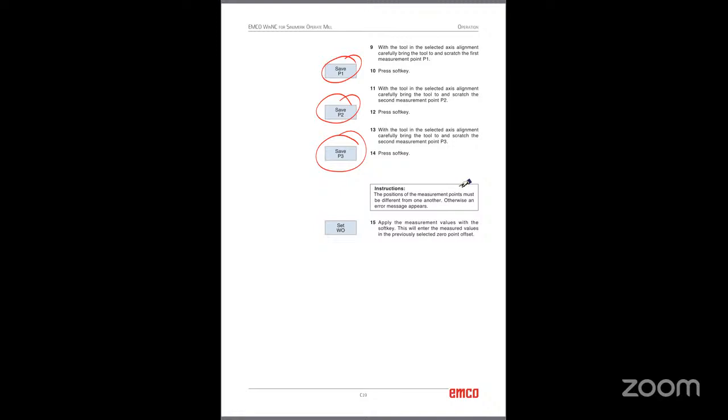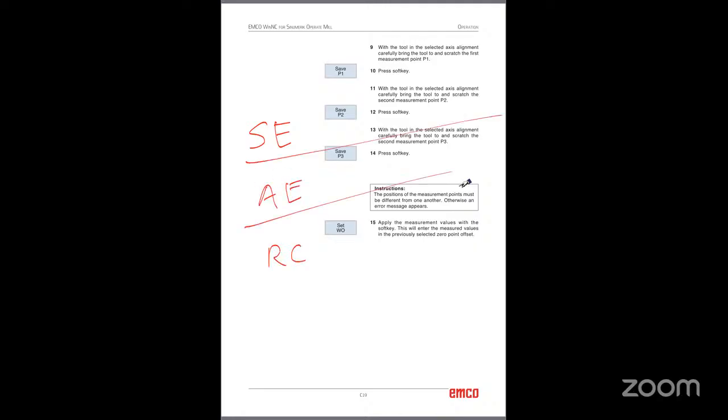So when we compare the three functions we discussed, one is set edge, the second one is align edge, and the third one is rectangular corner. So what is the difference? In set edge, we will use 1 point only. In align edge, we will use 2 points, P1 and P2. But in rectangular corner, we will be using 3 points, P1, P2, and P3.